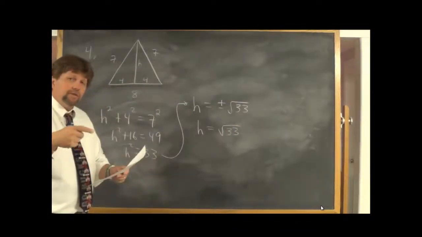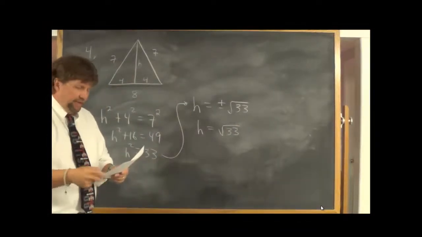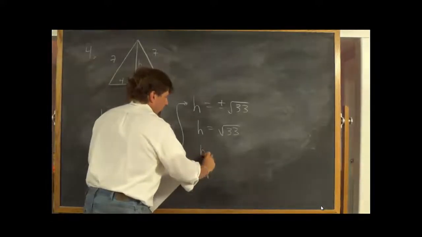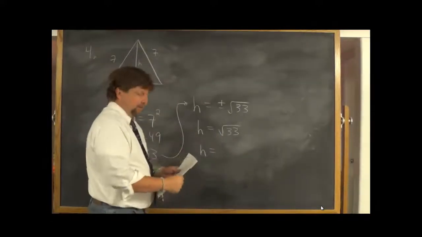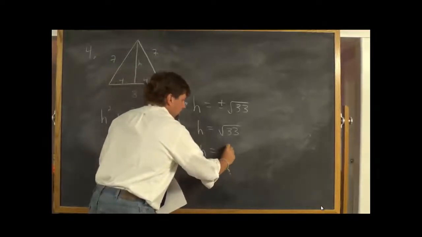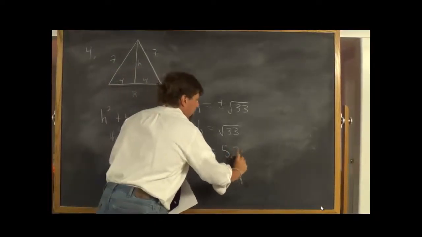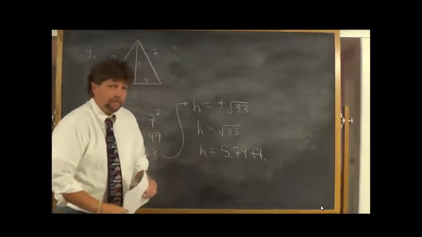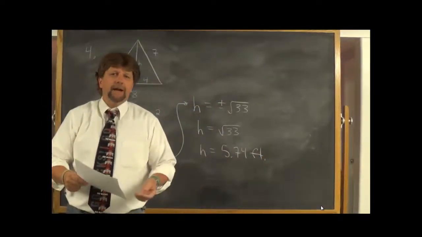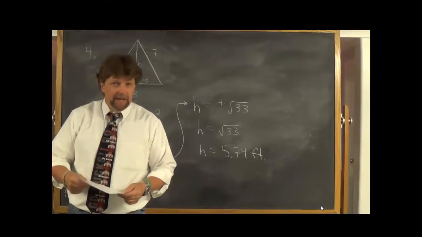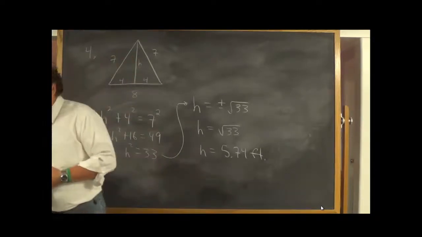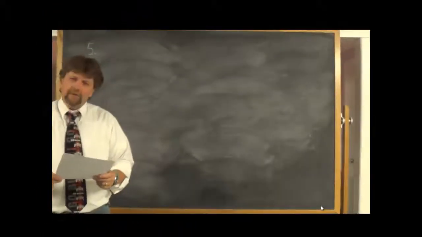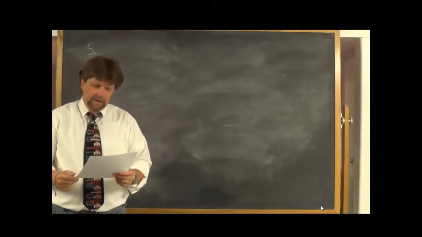But I asked you to get a decimal approximation and to round it to two decimal places. So using your calculator to get the square root of 33, you should get the height to be about 5.74 feet. So that's a very friendly, basic application of the Pythagorean theorem. And that's number 4.